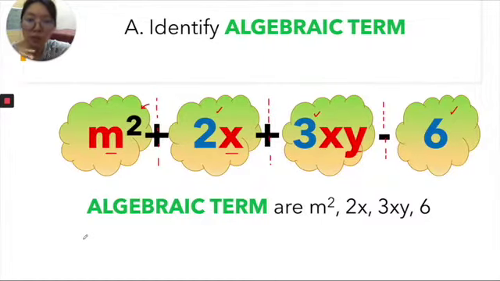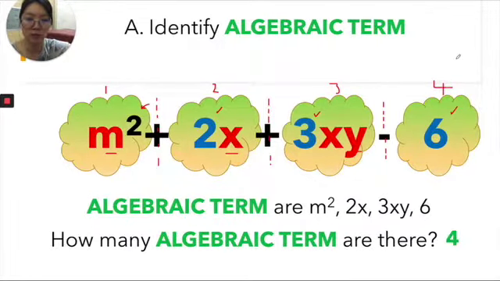So how many algebraic terms are there? So this is called 1, 2, 3, 4. So I have 4 algebraic terms in this algebraic expression.